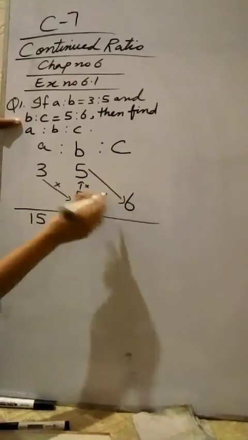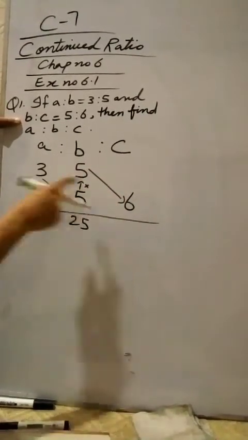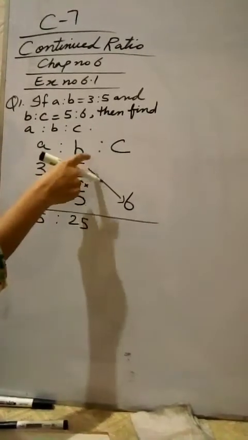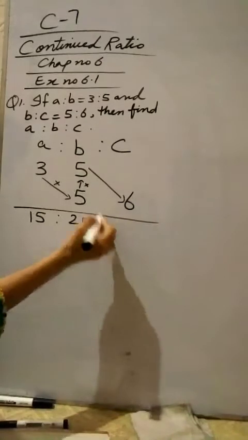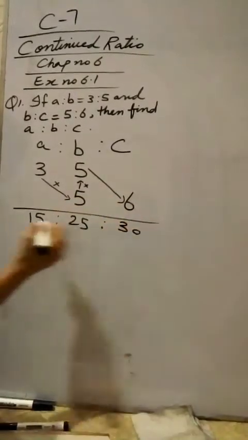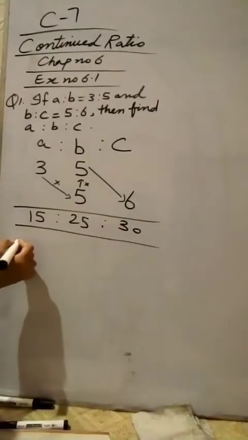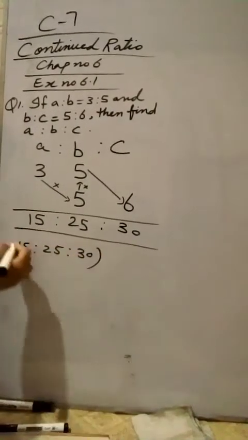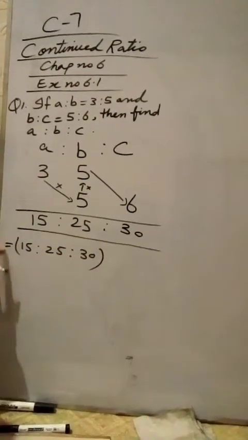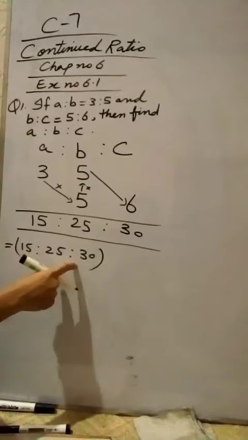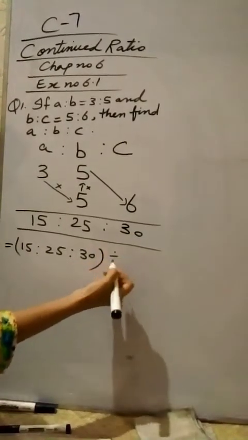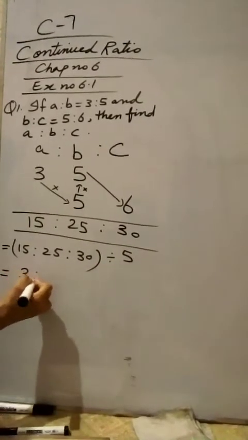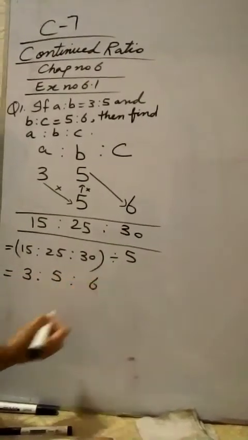Then the upward value multiplies with the downward value. First of all, upward to downward, then downward to upward, and upward to downward. Now the answer will be 5 times 6, 30. So we have the values 15 ratio 25 ratio 30. Can I divide by the same number? Yes. Which number? We have to divide by 5. So the answer will be 3, 5, and 6.